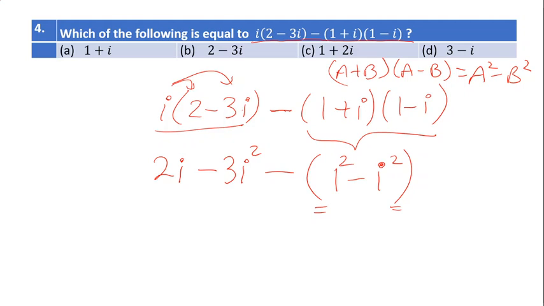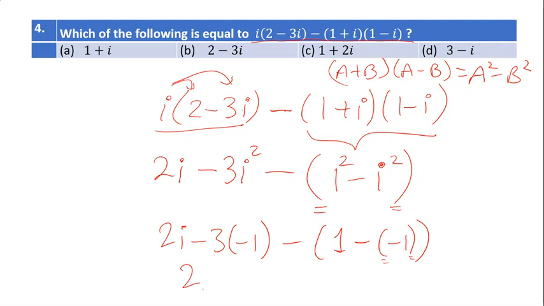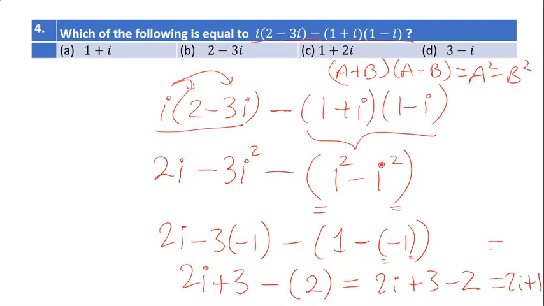Parentheses are very important. Now 2i minus 3 times (-i), and then 1 minus (-1). When substituting i squared, use parentheses also. So 2i plus 3 minus 2. This will give us 2i plus 1, or you can write it as 1 plus 2i. So the answer is C again.